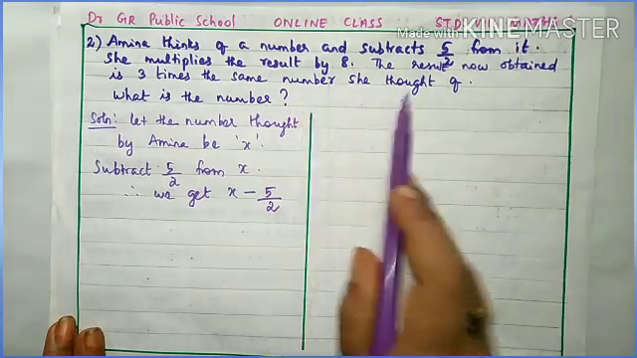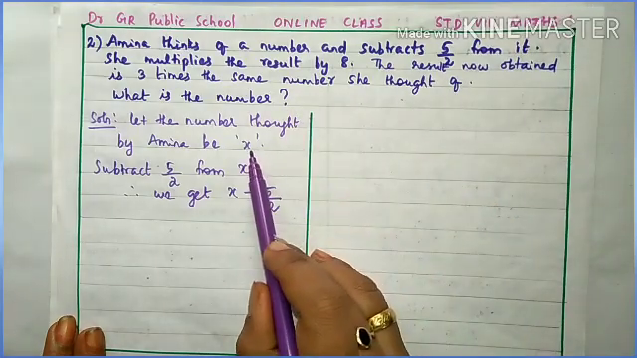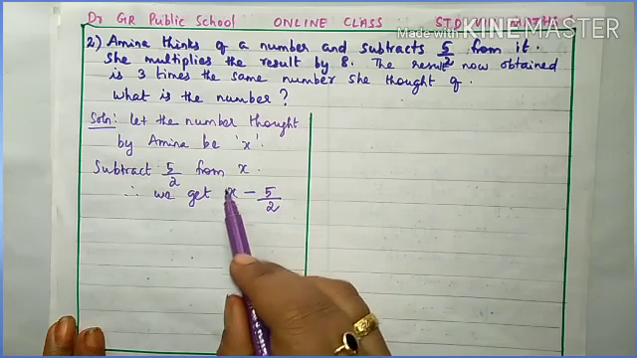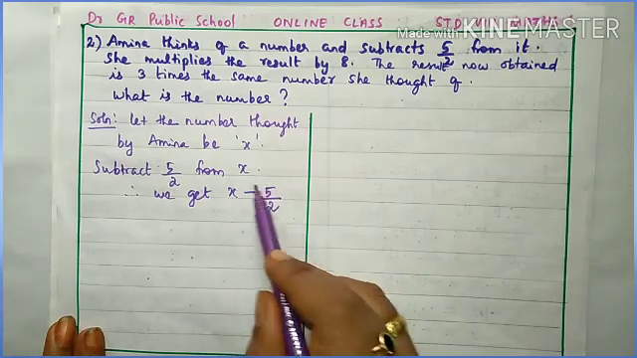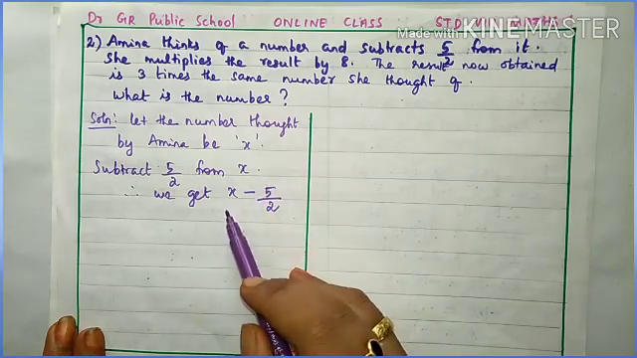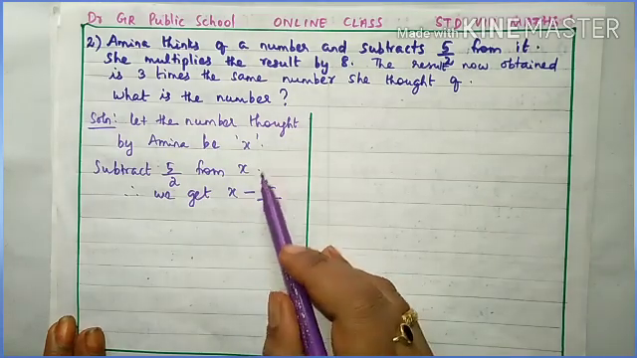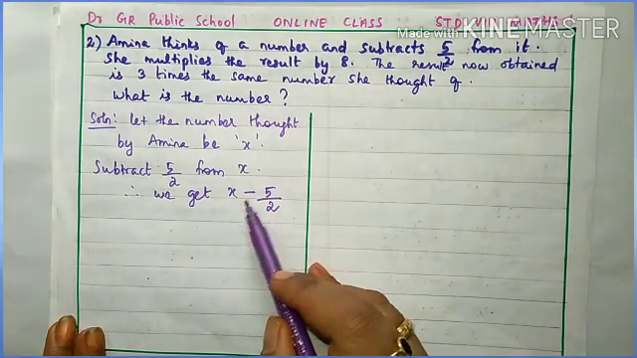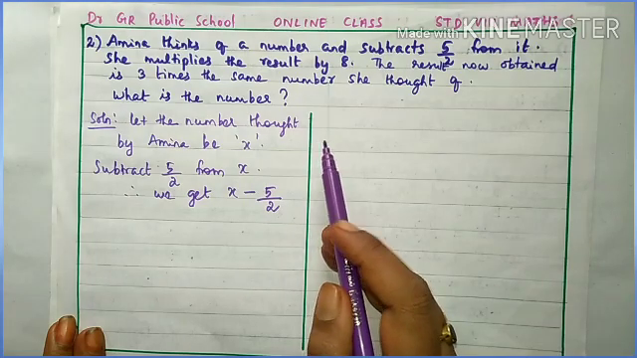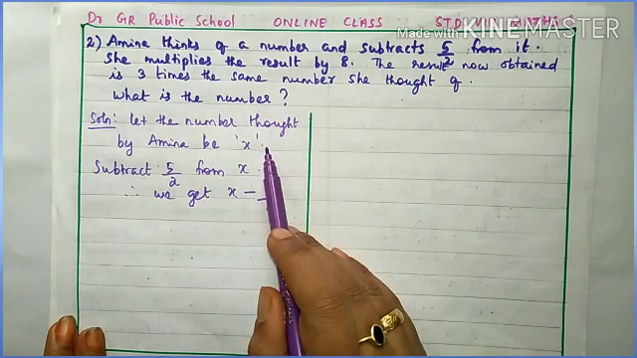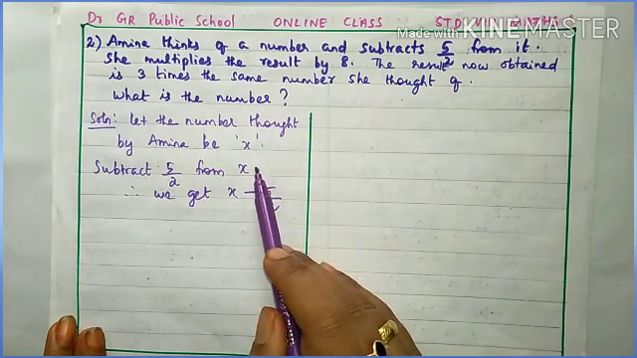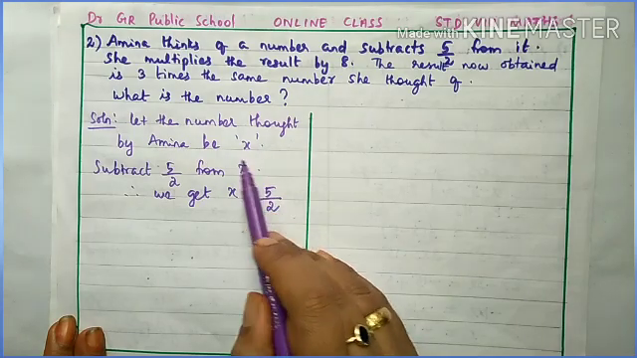What is the number she thought of? That is x. Correct? So when you multiply this obtained result, that is, when we subtract 5 by 2 from x, and this result is multiplied by 8, it becomes 3 times the number she thought of. That is 3 multiplied by the number thought, which is x.